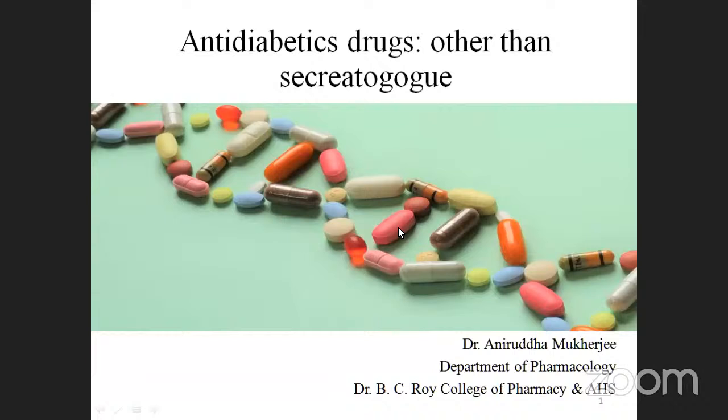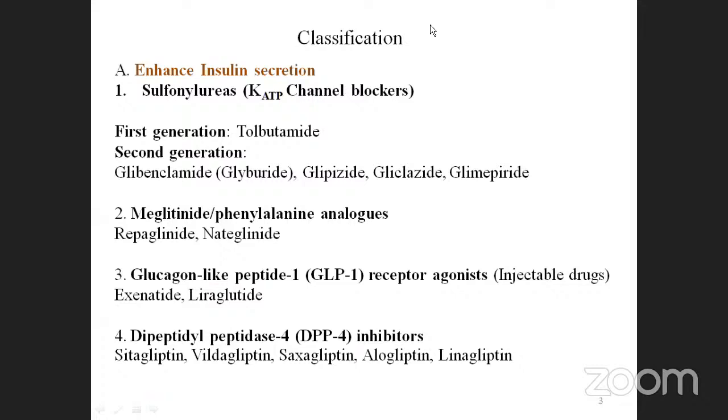Last time we were discussing oral hypoglycemic agents, where we had a few categories of drugs that act on a particular target. For example, the first target was the ATP-dependent potassium channel blockers, where we have two categories, sulfonylureas and meglitinides. The next categories are GLP-1 receptor agonists, DPP-4 inhibitors, thiazolidinediones or PPAR gamma agonists, etc.